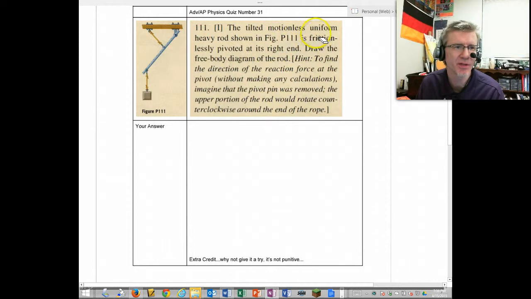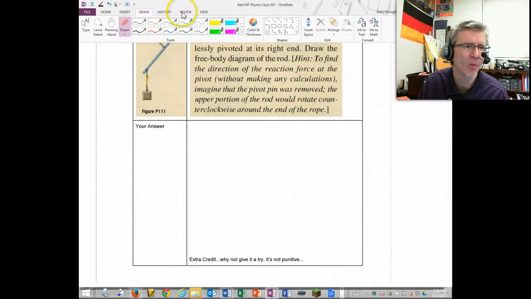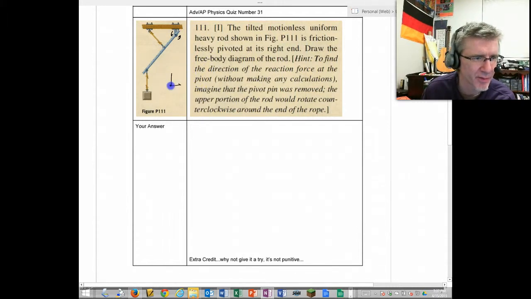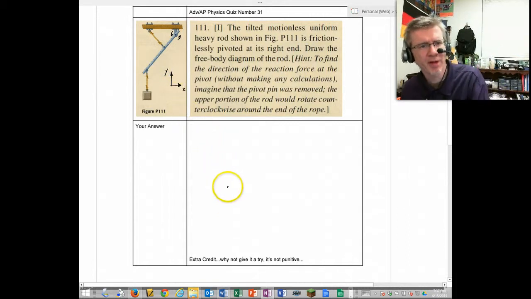A tilted, motionless, uniform, heavy rod is shown in figure P111. It's frictionless, and it's pivoted at its right end. So this is like a bearing here. It can just spin freely, but not move in the X or the Y direction. Let's define X and Y directions here. The question is, draw the free body diagram of the rod.